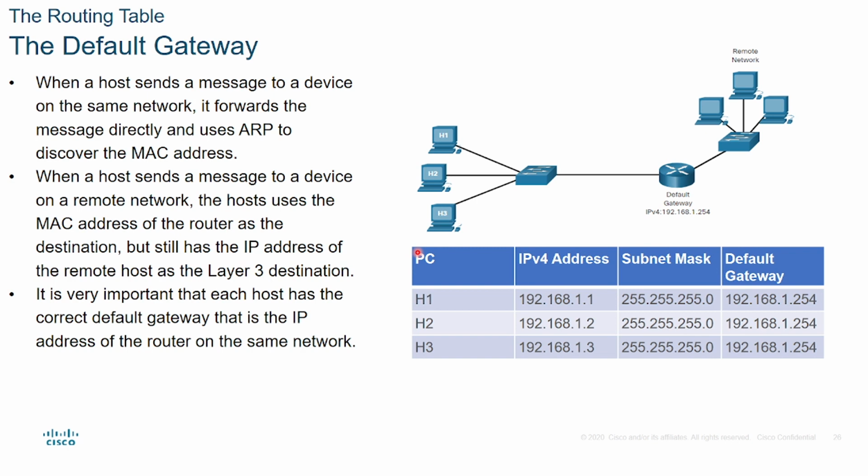It is very important that each host has the correct default gateway, that is the IP address of the router on the same network. So you can see here that H1 has a default gateway of 192.168.254, which is the IP address of the router. H2 will have the same default gateway. So it means that whenever this host wants to send a message to any IP address outside this network, it will send it through the router.